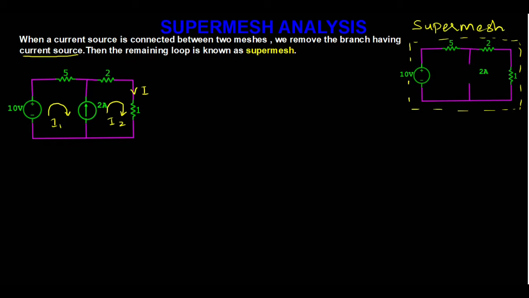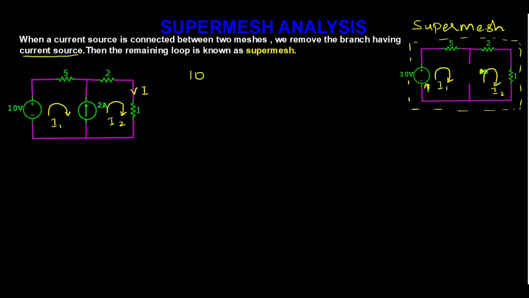Now what I have to do? I have to apply KVL in the supermesh. In mesh 1, the current flowing was I1, and in mesh 2, I2. The 2 amp source we don't want now. So now I am going to apply KVL. I'll start from the voltage source, negative terminal, and move like this. There's a rise in potential, so I'll take it as plus.